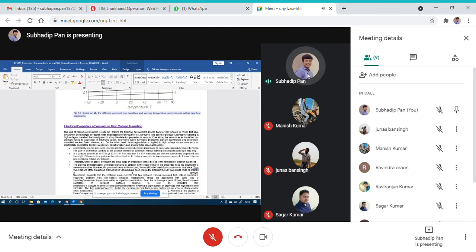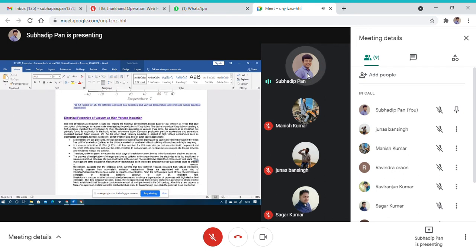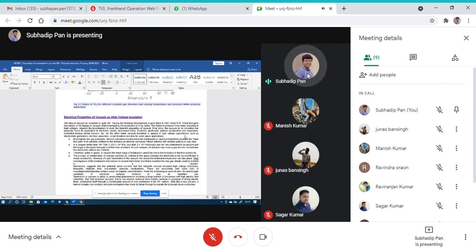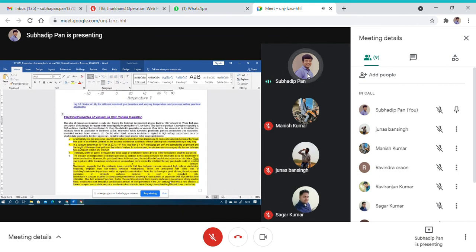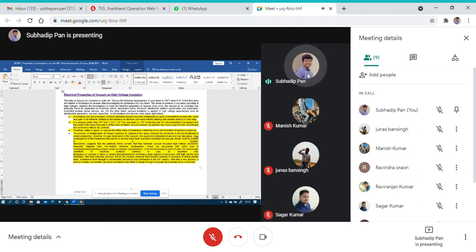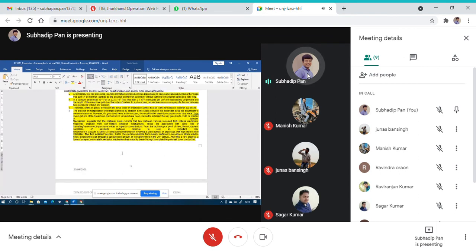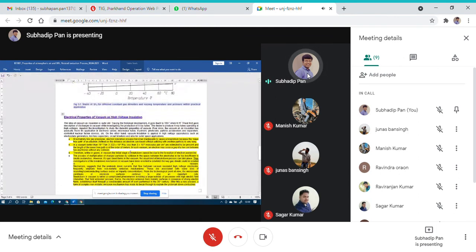So how the vacuum circuit breaker can be developed, we will discuss in this particular part. Now what are the different electrical properties of the vacuum, that we will discuss in this particular part. So what is written in the first point? Extremely low gas pressure. At extremely low gas pressure, the electron ionization process becomes inadequate to cause the breakdown.